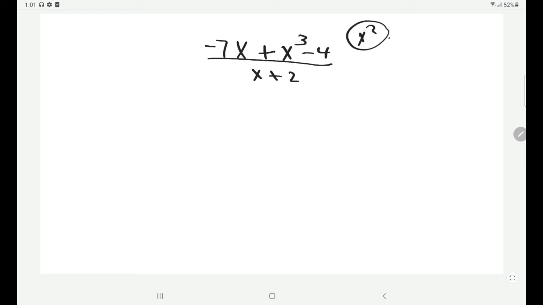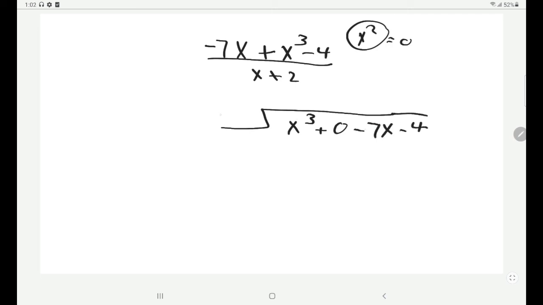Let's take another example where one of the terms does not exist and the terms are also not arranged by power. Let's start. Negative 7x plus x cubed minus 4, divided by x plus 2. As you notice up here, we don't have x squared, so we're just going to replace it with 0 because it does not exist. So here is our long division. All we have to do is rearrange. So we have x cubed. We don't have x to the power 2, so we put plus 0 instead. Then minus 7x, then minus 4. And our divisor is x plus 2.